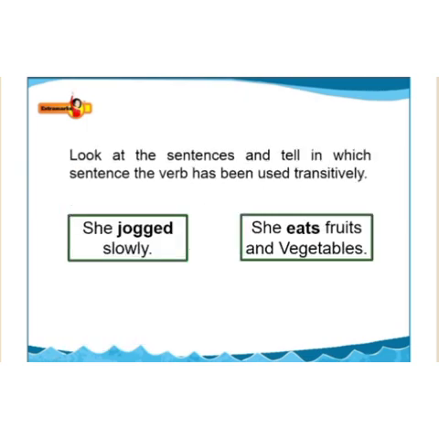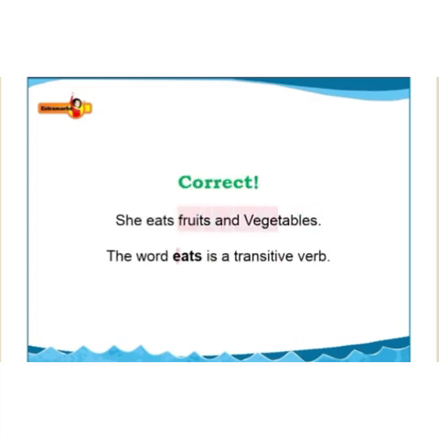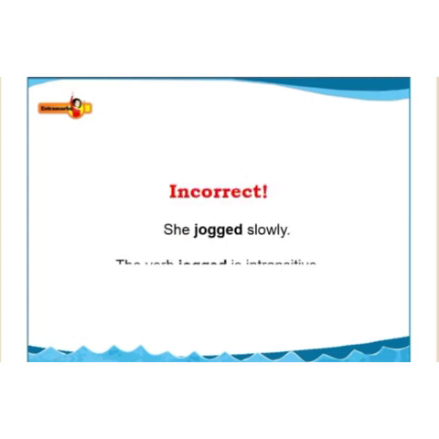Let's check what we have learned till now. Look at the sentences and tell in which sentence the verb is being used transitively. She jogged slowly. She eats fruits and vegetables. Correct. The word eats is a transitive verb. Here, the word eats is followed by the object fruits and vegetables. For the verb to be transitive, the rule is it has to be followed by an object. Here the verb jogged is followed by an adverb slowly. Thus, the verb jogged is intransitive.